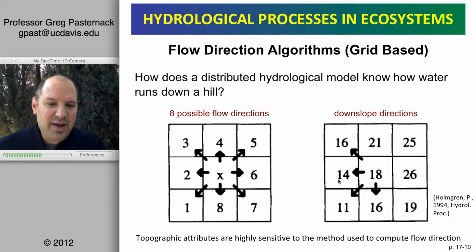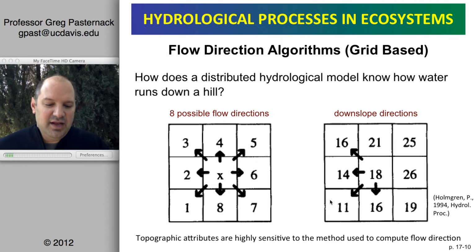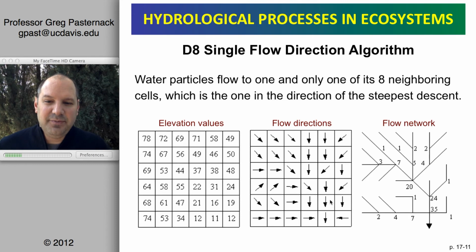But what about the rest of these, 14, 16, and 11? So those cells could all receive the water. So we need some approach to distribute it in those downhill directions. The simplest approach is to send all water on a path of steepest descent. This is called a D8 approach, or single flow direction.